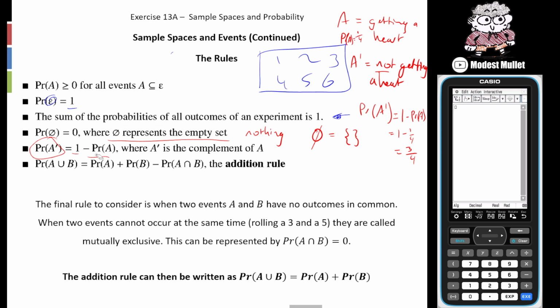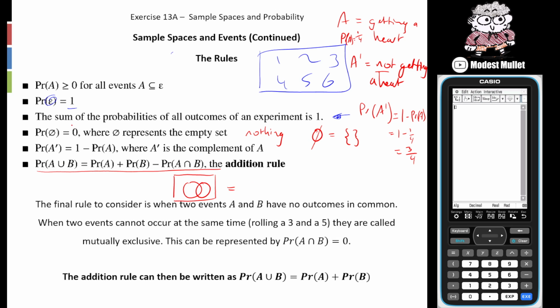That's that. And then the very last thing is the addition rule. And this comes up lots. Okay, this whole rule here. I know I've said before using two-way tables is preferred, but to represent what this rule is actually talking about, it's easiest shown with a Venn diagram.